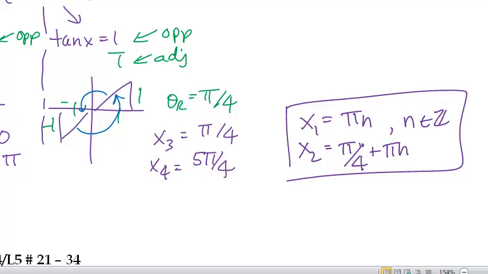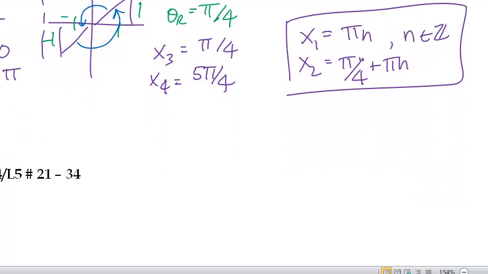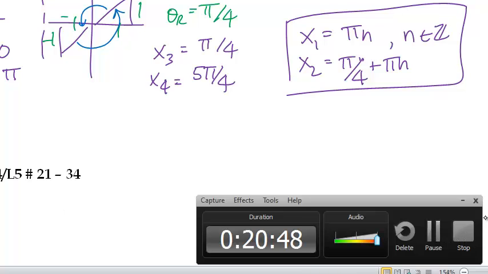Okay, so for the homework for this one, it's the same worksheet as it was last day, except just the second half, so 21 to 34. Okay? Good luck studying.